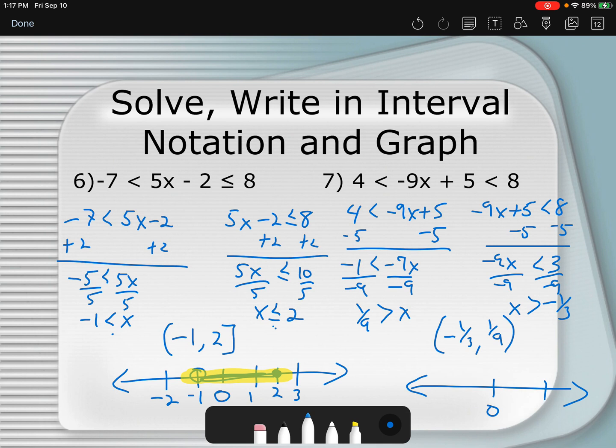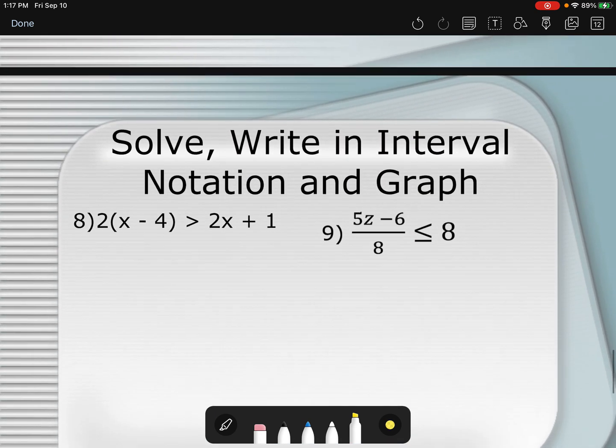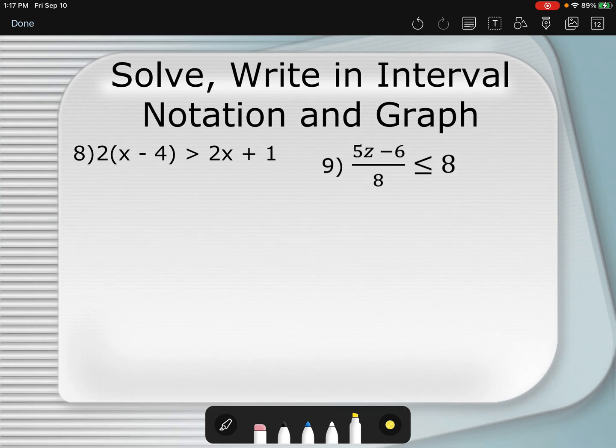Now you're thinking to yourself, wait a minute, where in the heck does this lie? Okay, well, -1/3 is about right there, 1/9 would be about right there. We're talking about those solutions in between. Those are the two endpoints with open circles because we don't have an equal sign, a less than or equal to sign, or greater than or equal to sign.